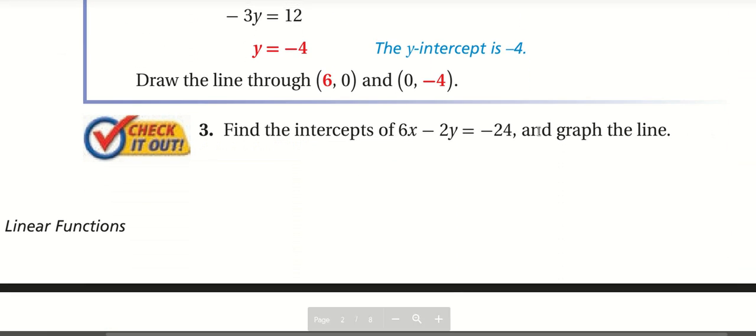I'd like you to pause the video, and then I'll tell you the intercepts in just a moment. See if you can find them. The x-intercept is negative 4. The y-intercept is 12.